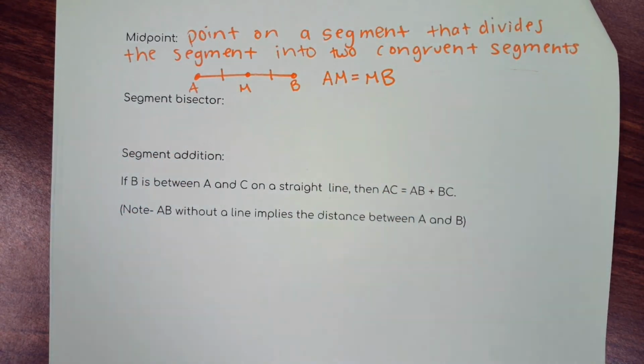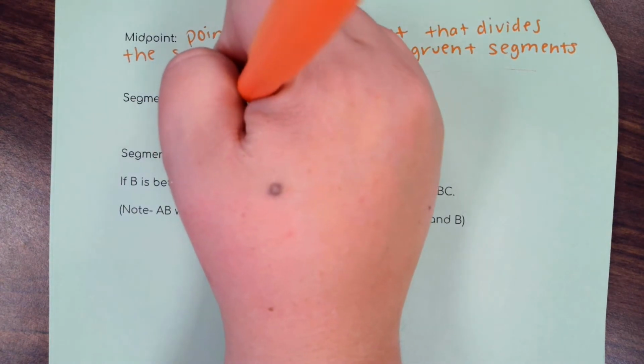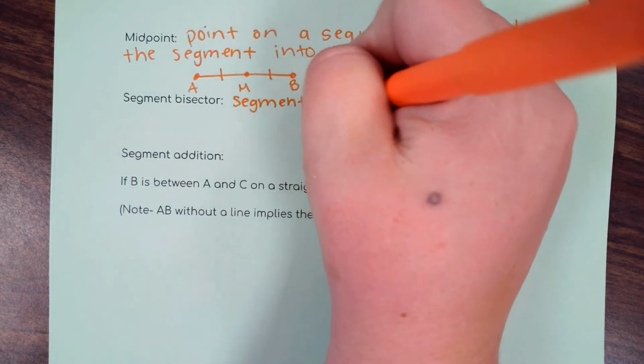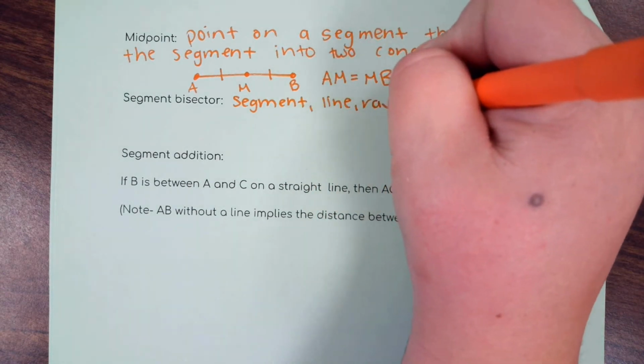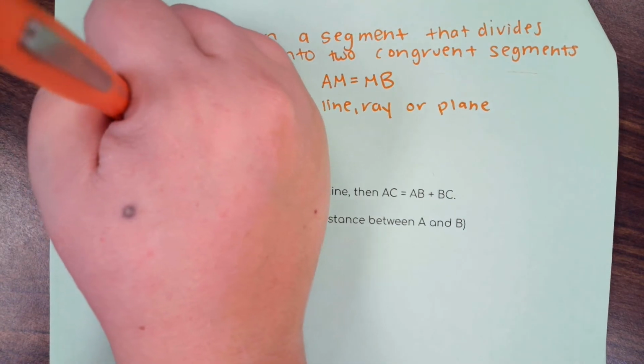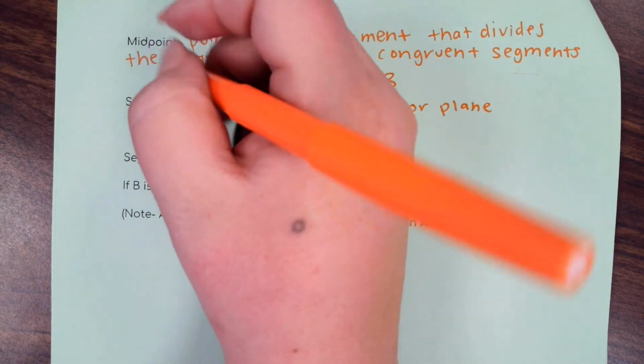Next, we have segment bisector. Segment bisector is a segment, line, ray, or plane that intersects a segment at its midpoint.